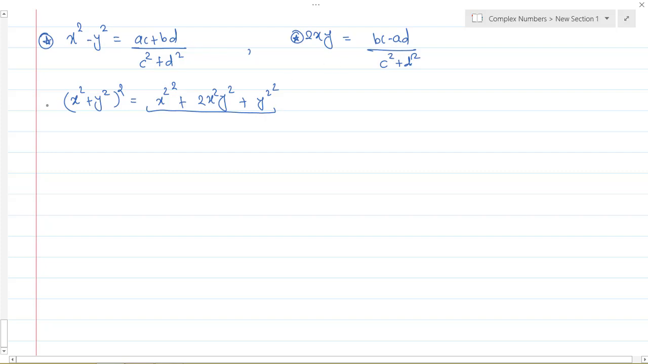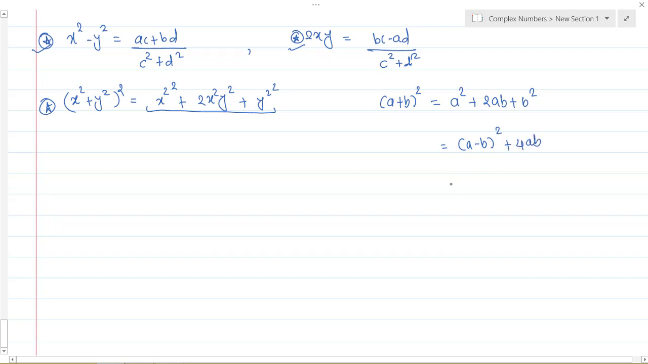So let's use another formula. This is nothing but (a + b)². And what is the formula? The first formula is a² + 2ab + b². But I want the same formula in terms of this part and this part. So (a + b)² is equals to (a − b)² + 4ab.